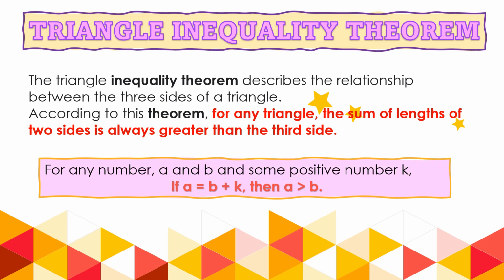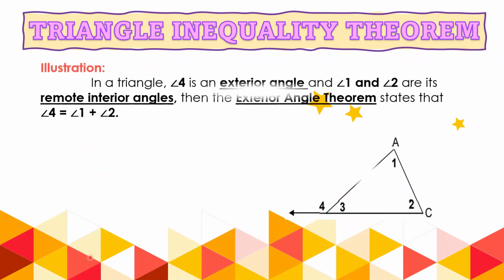For any numbers A and B and some positive number K, if A is equal to B plus K, then A is greater than B. In the given triangle, angle 4 is an exterior angle. Angle 1 and angle 2 are its remote interior angles. Then the exterior angle theorem states that angle 4 is equal to the sum of angle 1 and angle 2.